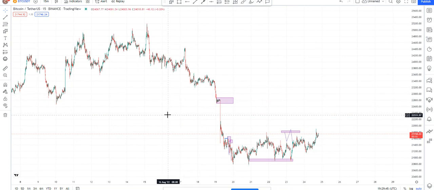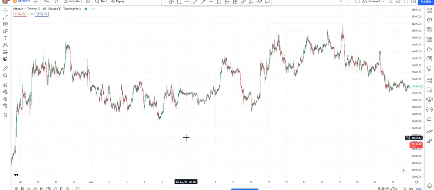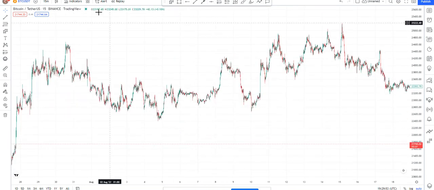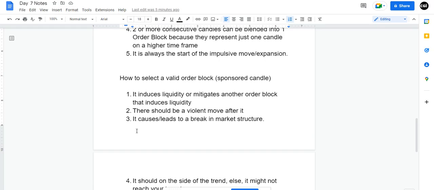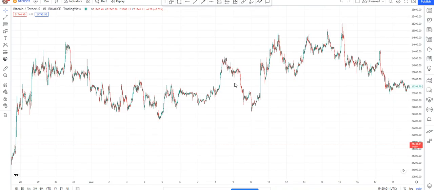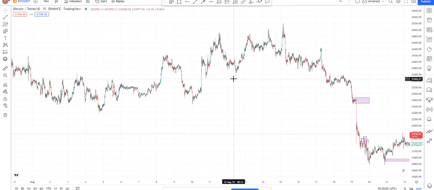Now we are going to go ahead and look for sponsored candles. But I've not explained my last point. It causes or leads to a break in market structure. What is a break in market structure? A break in market structure is a continuation of our trend.